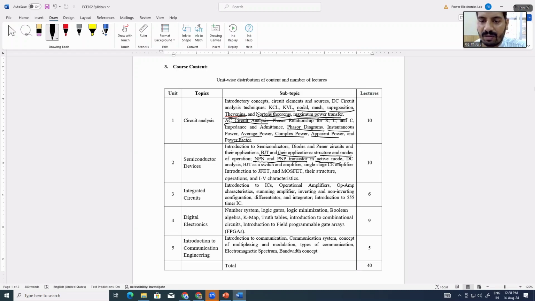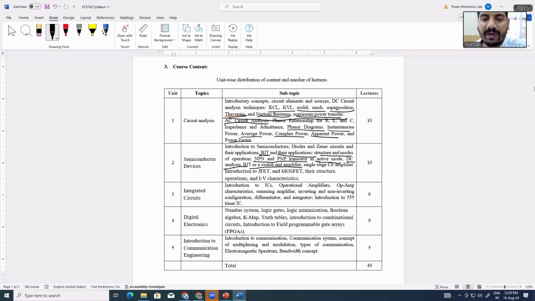Then DC analysis of BJT, BJT biasing, and BJT as a switch and amplifier. Based on the different modes, BJT can be used as a switch in saturation mode and cutoff mode. In saturation mode, BJT will act as an on switch. In cutoff mode, BJT will act as an off switch. That you will study during the course.